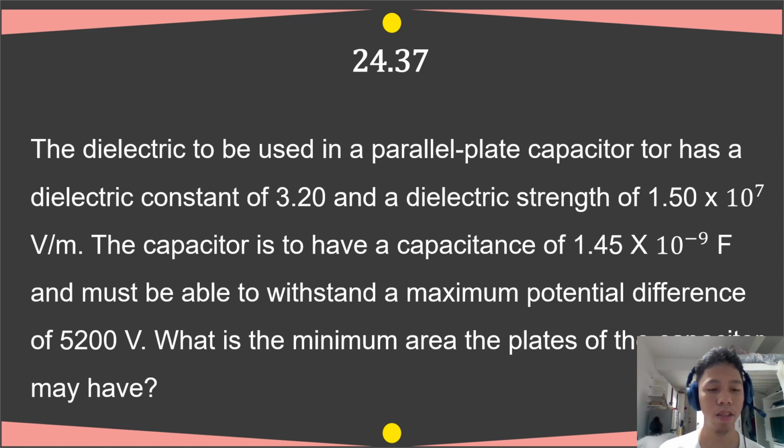Next problem. The dielectric to be used in a parallel plate capacitor has a dielectric constant of 3.20 and a dielectric strength of 1.5 times 10 raised to 7 volts per meter. The capacitor is to have a capacitance of 1.45 times 10 raised to negative 9 farads and must be able to withstand a maximum potential difference of 5200 volts. What is the minimum area the plates may have?